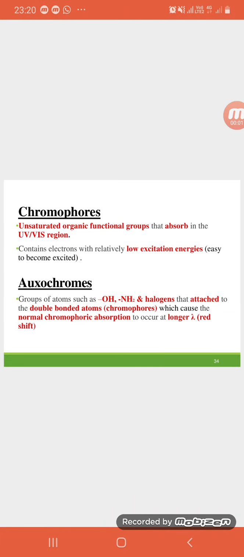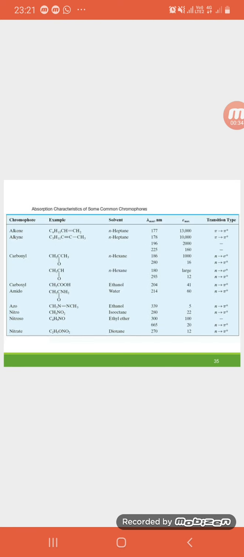We have come across just now the chromophores. The chromophore is the unsaturated functional group that absorbs in the UV-visible region, and the electrons in this chromophore have low excitation energy and easily become excited. The auxochrome is the group of atoms such as OH, NH and halogen that is attached to the chromophore, and this auxochrome will cause the normal chromophoric absorption to occur at longer wavelength, or red shift.